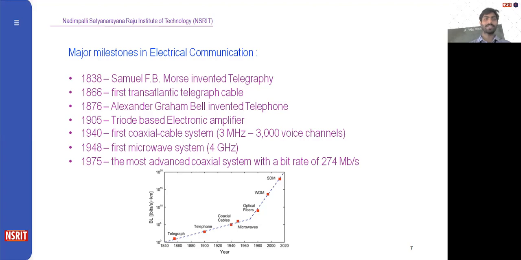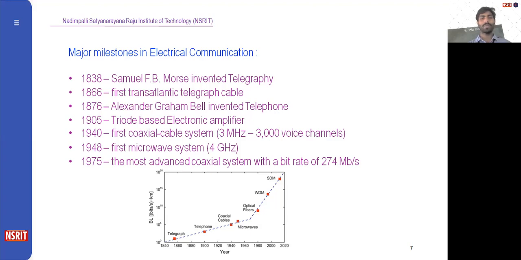In 1838, Samuel F.B. Morse invented telegraphy, where we used to send information using symbols. And then in 1866, the first transatlantic telegraphic cable was introduced for transmitting data. And then in 1876, Alexander Graham Bell invented the telephone, through which we can send our voice signals. And then 1905, the diode-based electronic amplifier. In 1940, the first coaxial cable system was introduced for transmitting voice channels easily. In 1948, we went for our first microwave system.